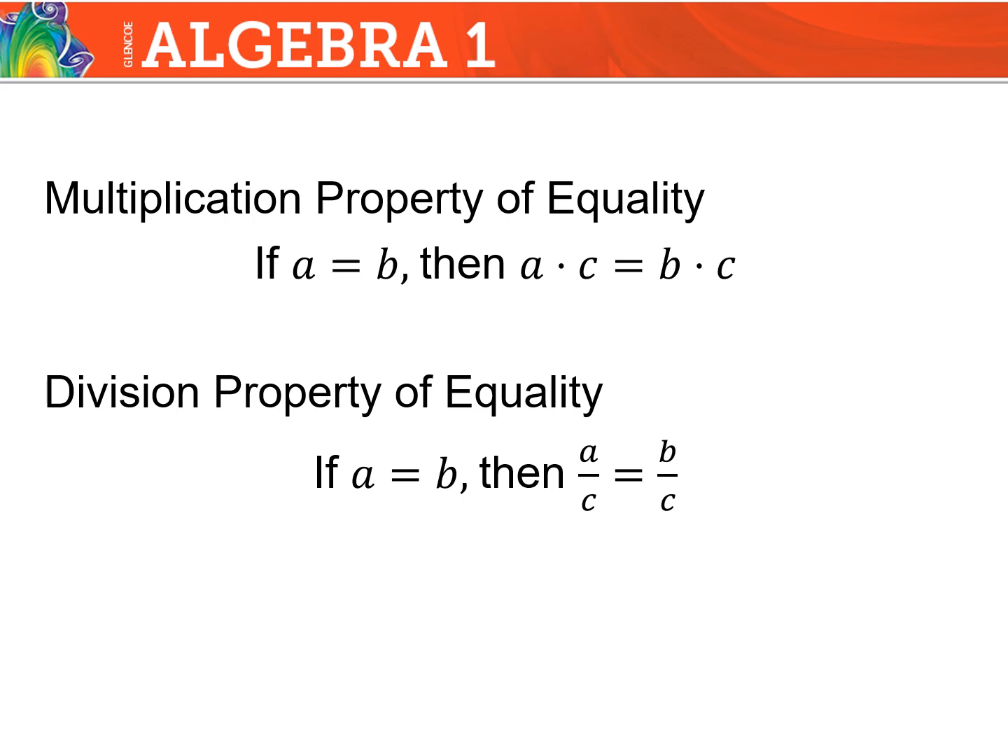Now let's talk about multiplication and division. In order to multiply, if I do it to one side, I have to do it to the other side to keep it balanced using that property of equality. With division, if I divide one side, I have to divide the other side to keep that property of equality. So we do want to be very careful with that. Okay, so let's go do another problem.